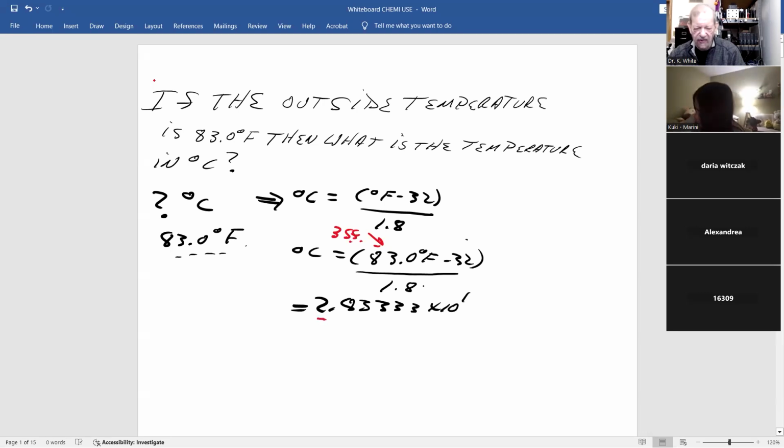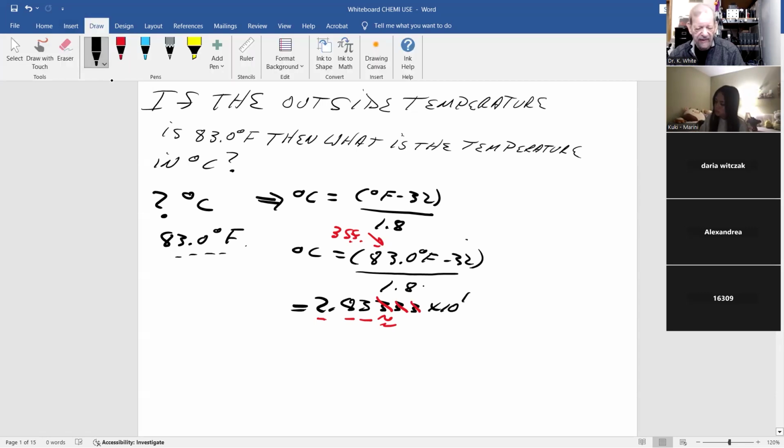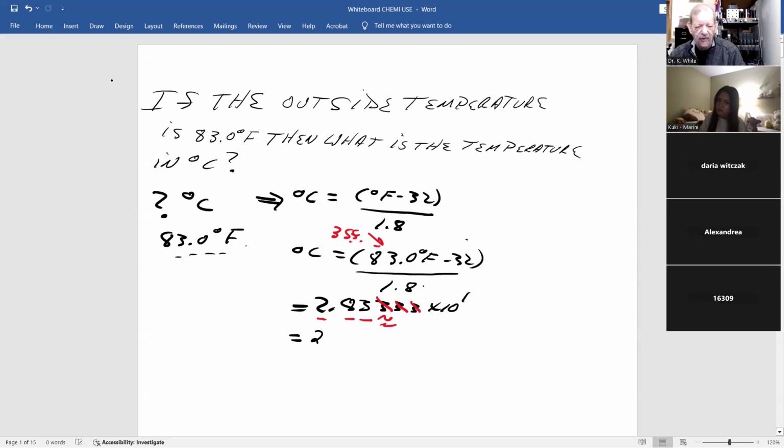Keep this first number 1. This is significant number 2. This is significant number 3. The next number you use to round off, and that's the 3. Is that 4 or lower, or 5 or higher? And hopefully all got 4 or less. So that means I drop this, this, this. And the correct answer here is 2.83 times 10 to the first.